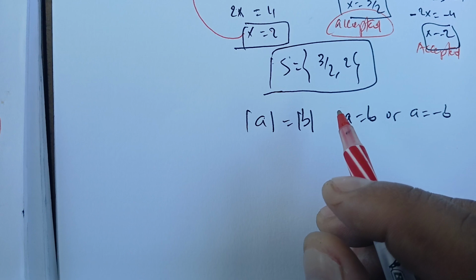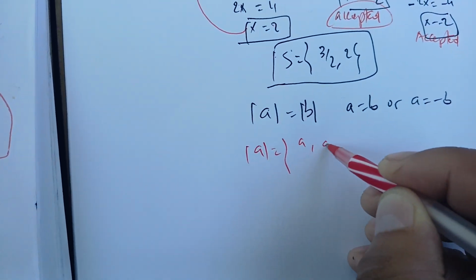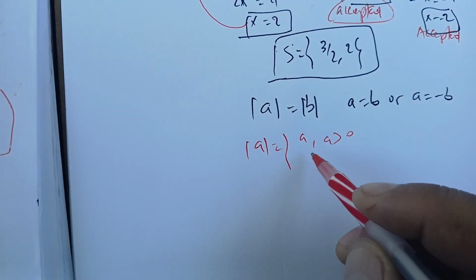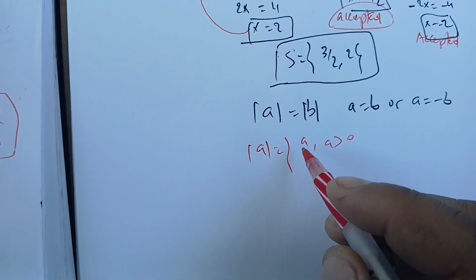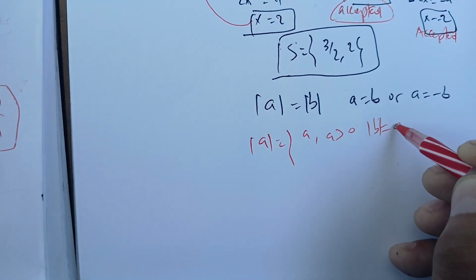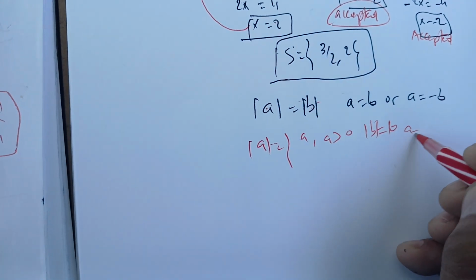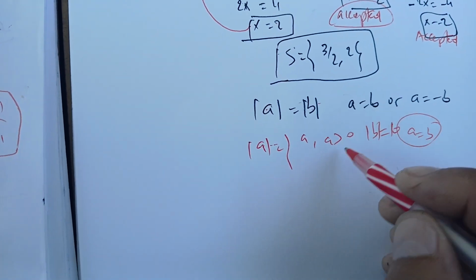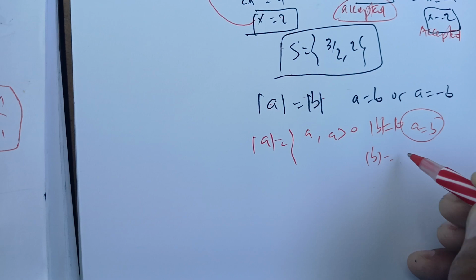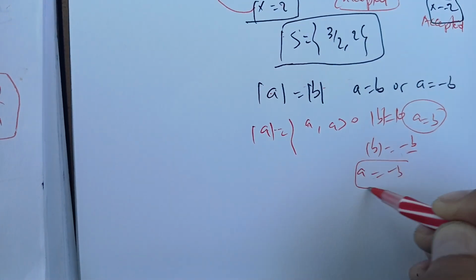We're not going to go into a lot of details. So the absolute value of A is A if A is positive. Okay, if B is positive, the absolute value of B is B. And therefore, since these two are equal, we have A is B. If B is negative, the absolute value of B is minus B. Therefore, A is minus B.